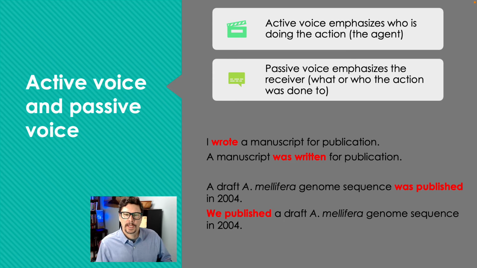I wrote a manuscript for publication. That's active voice. The verb is wrote. It's an active verb, and the agent is I. Whereas the passive version of that sentence would be, a manuscript was written for publication. It doesn't say who wrote it.